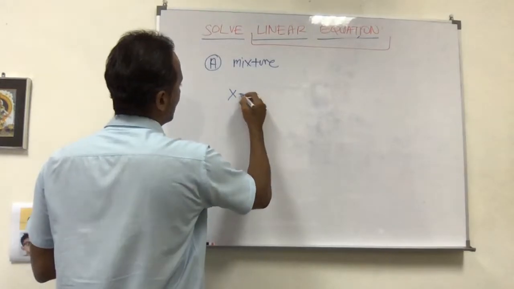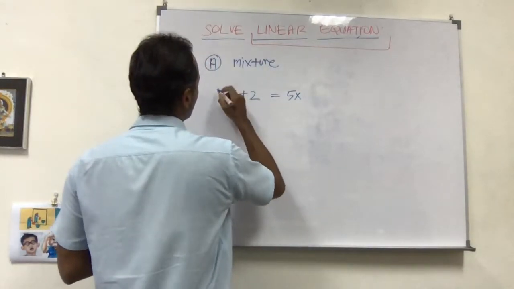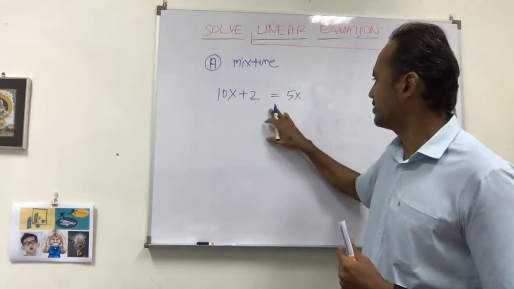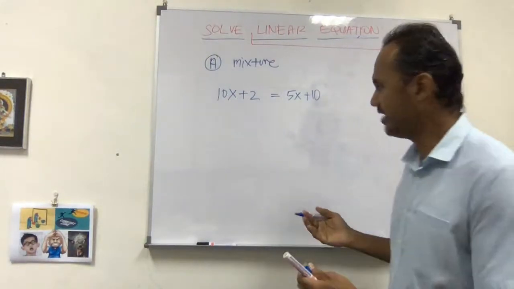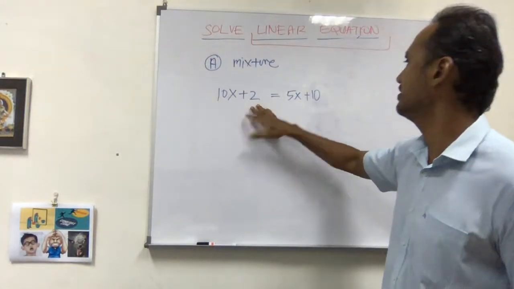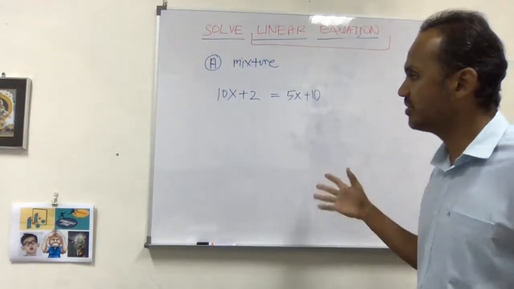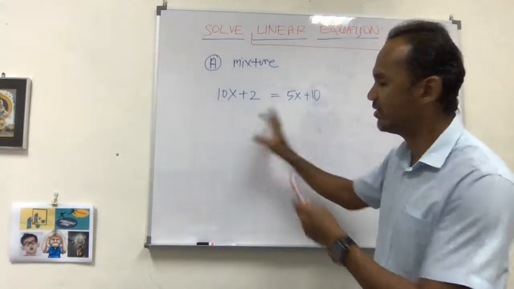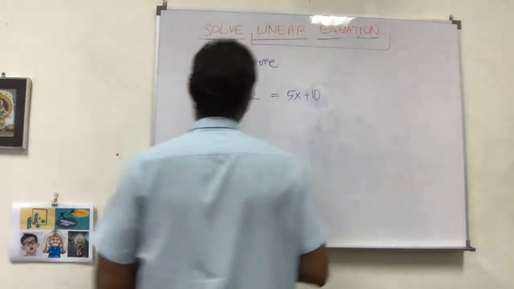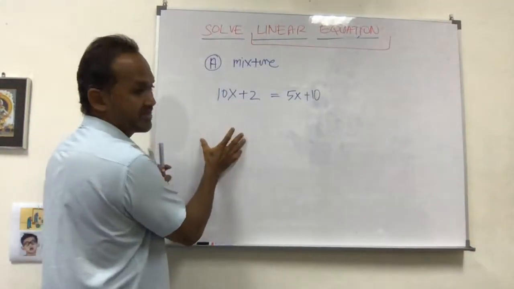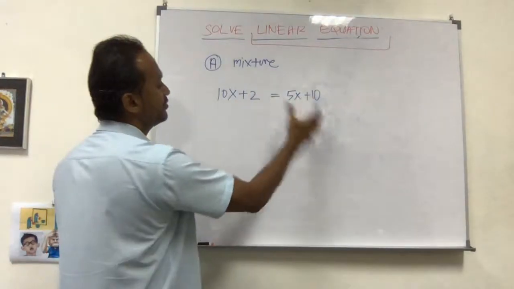An example would be 10x plus 2 equals 5x plus 10. That's it. So we have a mixture of x and a number on our left hand side, and x and also a number on our right hand side. So remember, we have to bring all the unknowns to the left hand side and leave all the numbers on the right hand side. So how do we do it? Whatever we do on the left hand side, whether we add or minus, multiply or divide, we have to do on the right hand side as well.